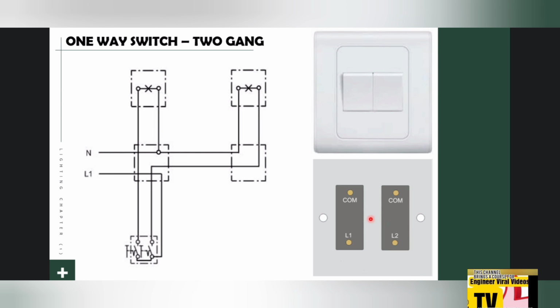For understanding the termination here, L1 comes from here, and we make a jumper from L1 to L2. After that, the first COM goes to the first luminaire, and the second COM goes to the second luminaire. After that, from the luminaires, we go to the neutral.